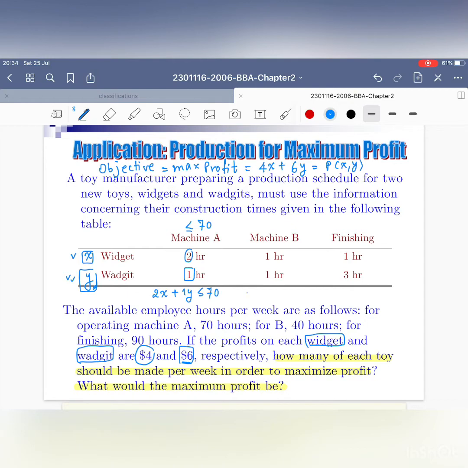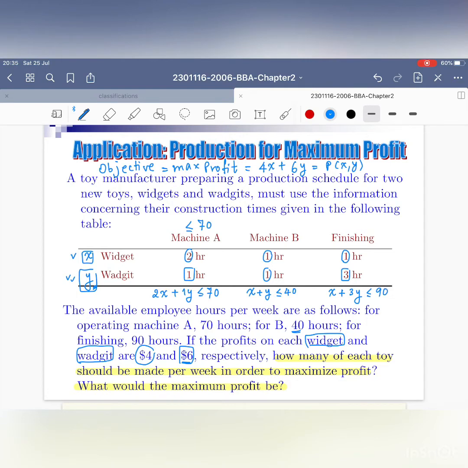The same thing here. X units of your first product will use X hours of machine B, and Y units of your second product will use Y hours of machine B, and together it cannot go beyond 40. For finishing, X units of your first product take X hours, and Y units of your second product will use 3Y hours, and it cannot go beyond 90.